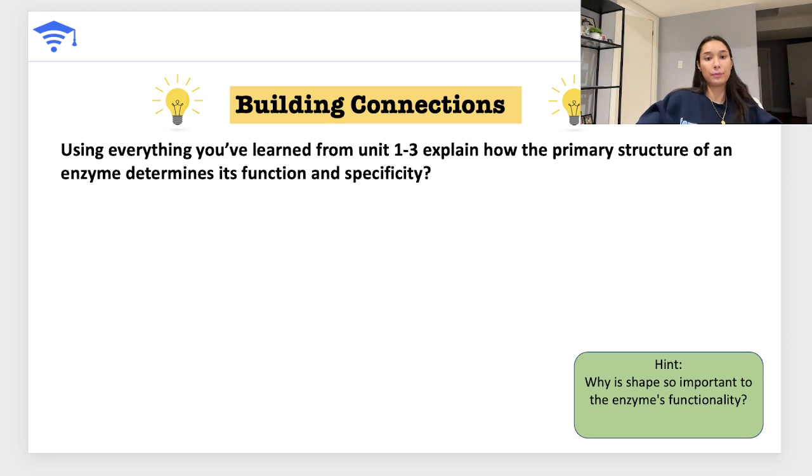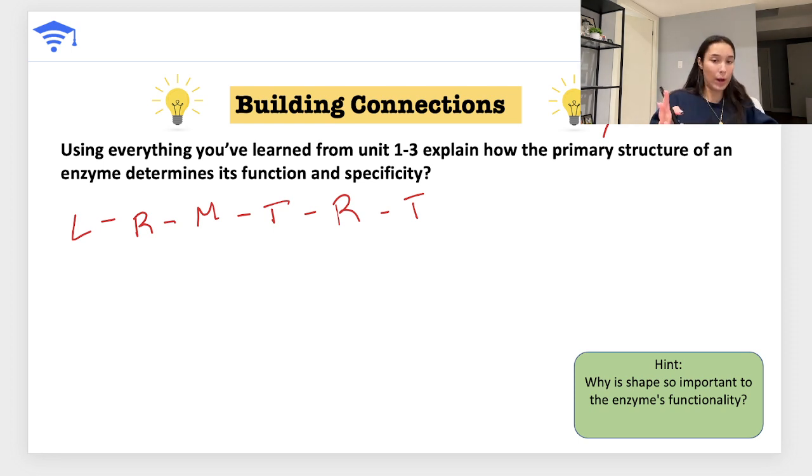So what is primary structure? Primary structure is just the sequence of amino acids. So for example, we'll just write out their one-letter code, like lysine, arginine, we can just add a bunch of random ones here. Okay, I think that should be good. So this is the primary structure. There's no folding involved at all. So you're thinking, if shape is so important to the enzyme's functionality and specificity, then what would primary structure have to do with it if it's just the unfolded amino acids?